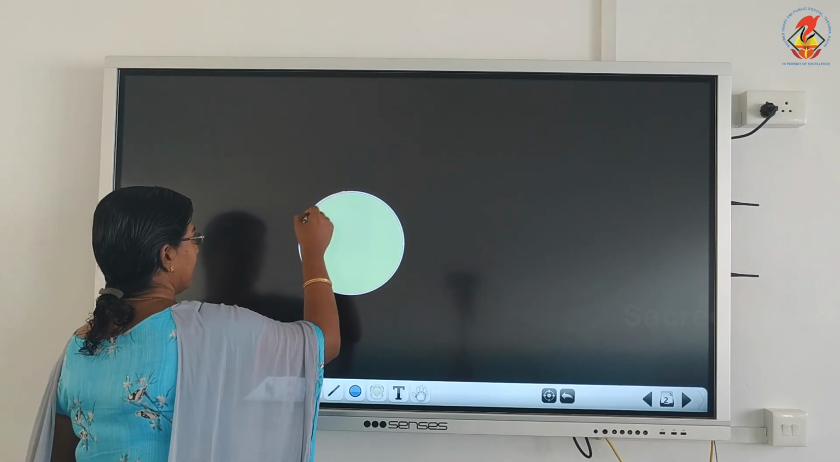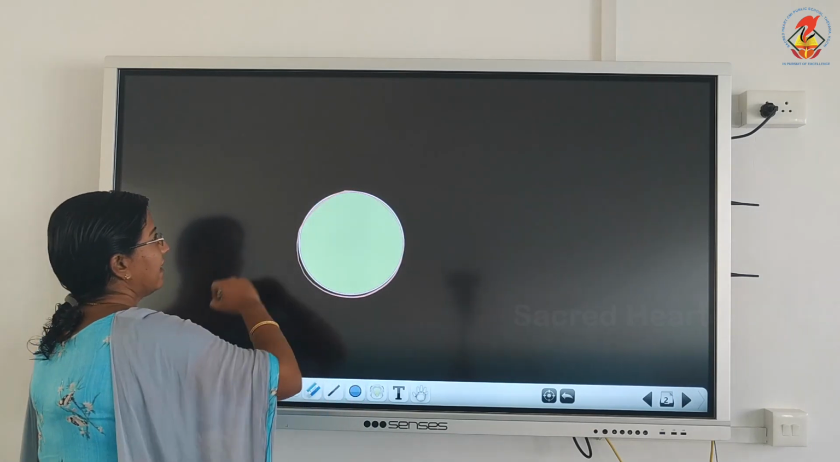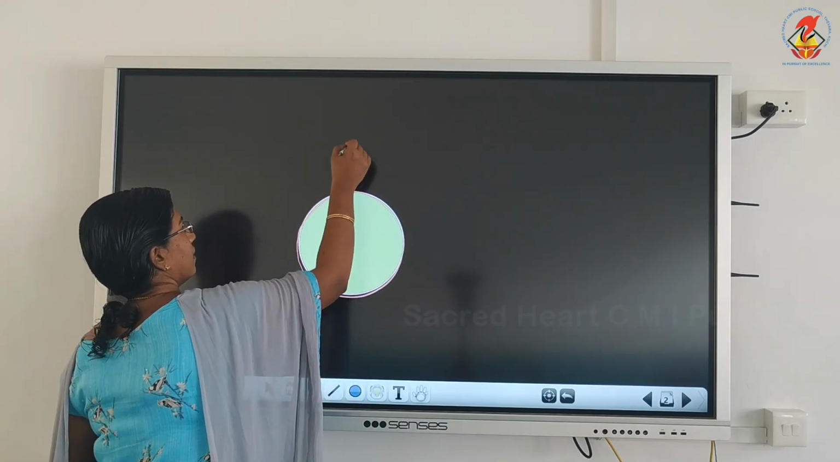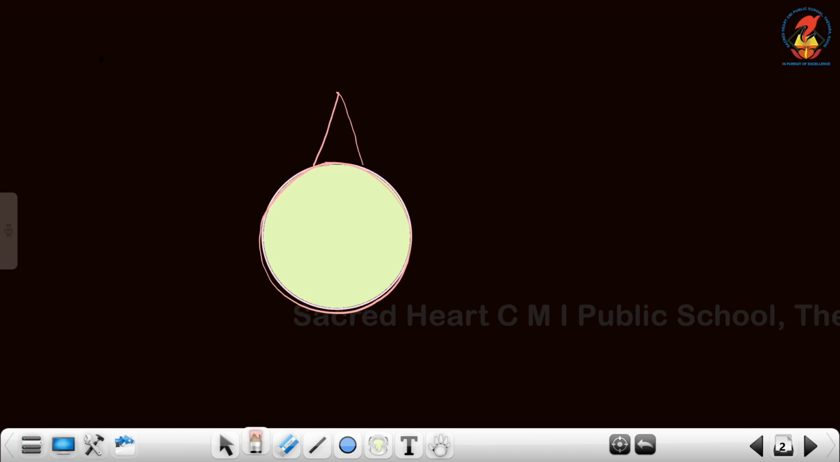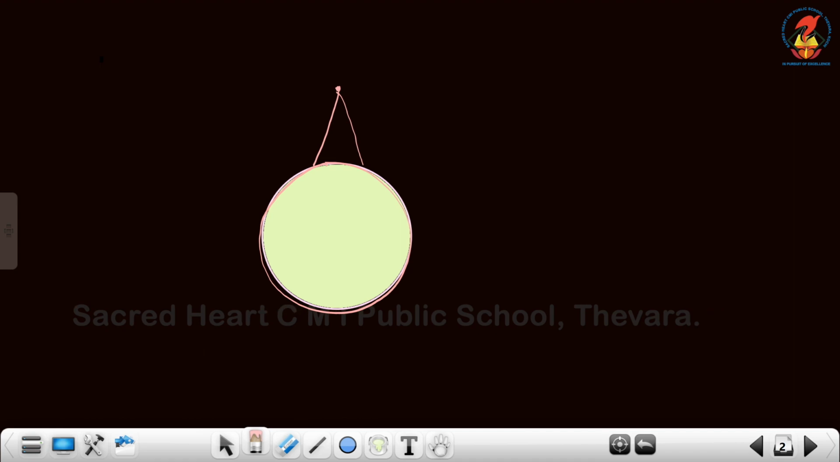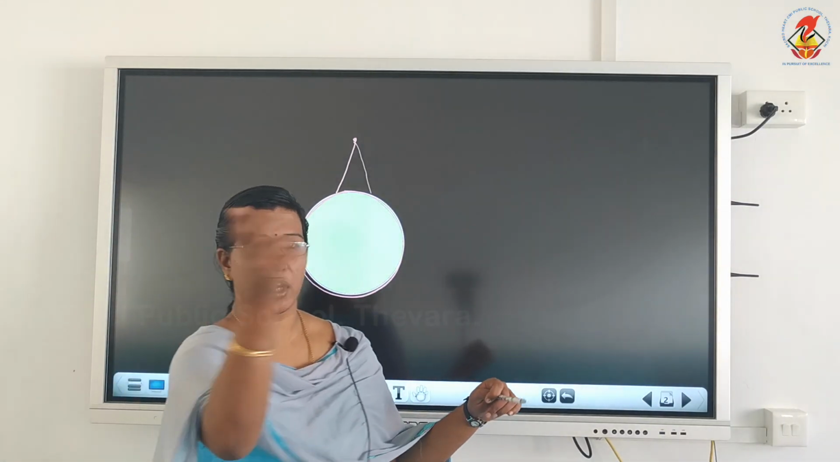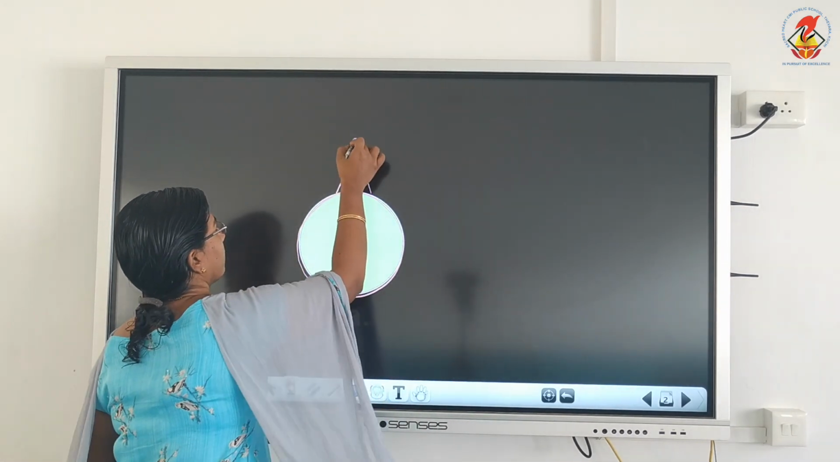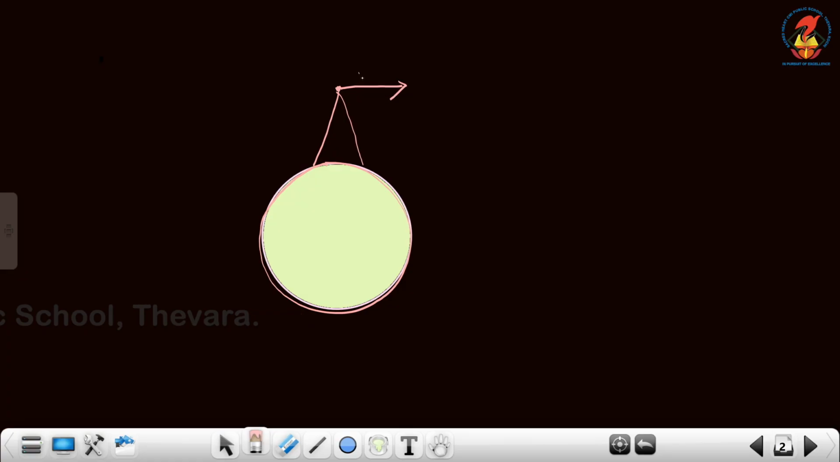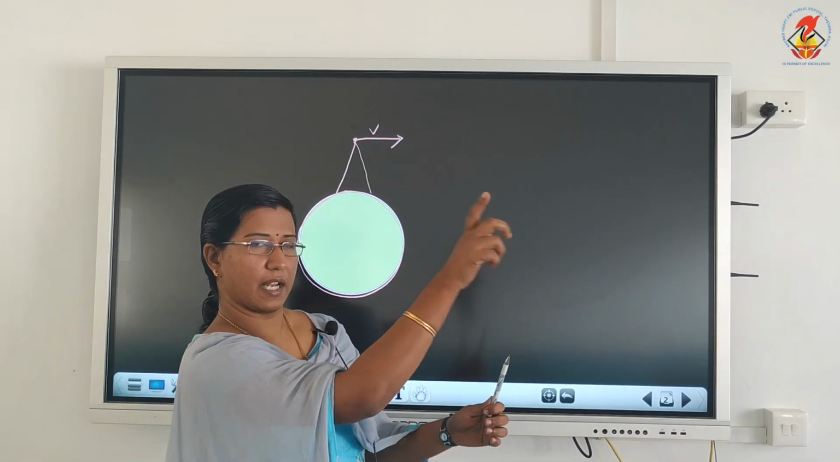Imagine this is earth, and there is a tower on this portion of the earth, and you are standing at the topmost portion of the tower. You have a ball or a stone in your hand and you are throwing the ball with the velocity v. Now what is our aim? To throw it in a straight line, isn't it?